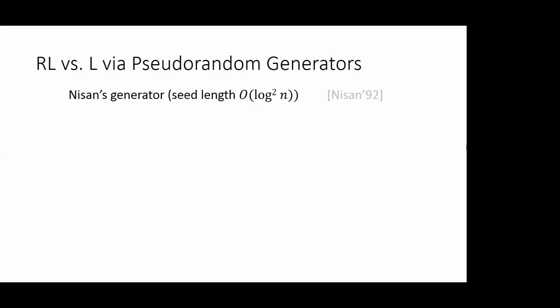And so Nisan's generator is probably the most famous pseudo-random generator. It is also essentially optimal, or at least among what's known so far, though you'd hope to do better than it. It has a seed length of log squared n. In other words, if n is the number of pseudo-random bits that you ultimately want to generate, then the seed that you need has to be log squared n in length.